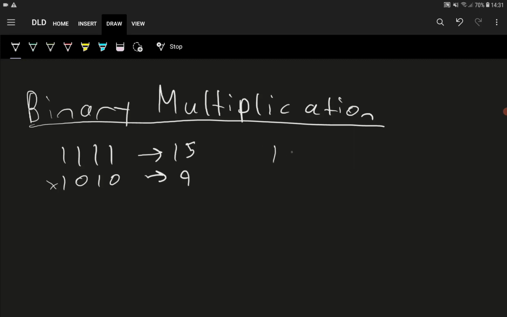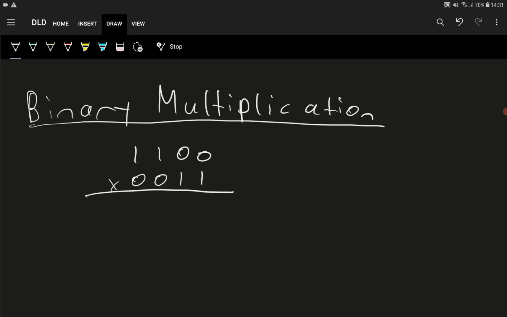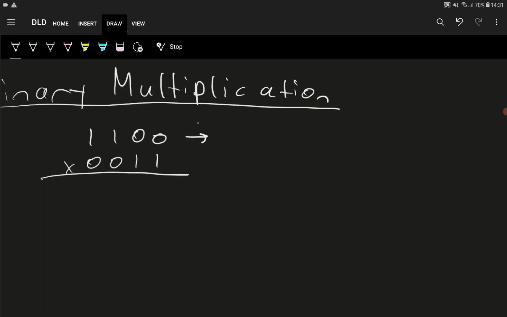Well, are you going to be doing 15 plus 15 nine times? Well, you could do that if you wanted. However, there's a much better way, and let's try and solve it using that one. So let's go with the example 1100 times 0011, which is 12 times 3, which we know is 36.